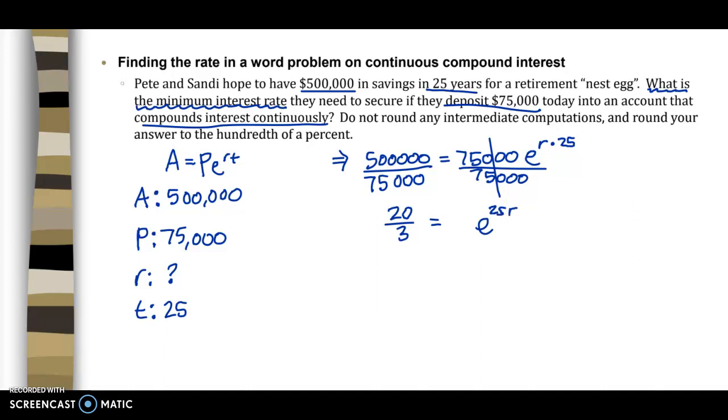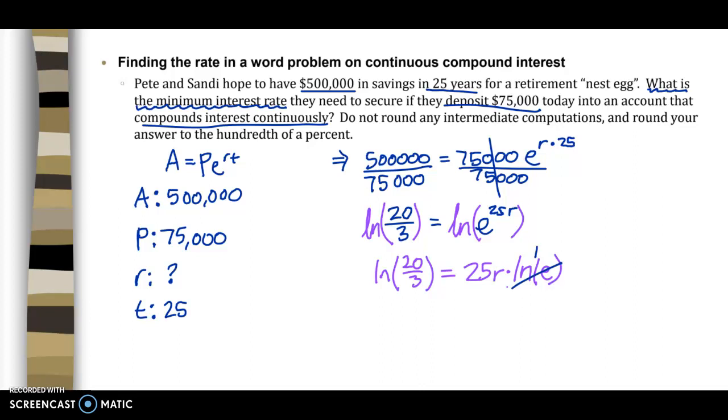Now, how do I solve this problem? I take the natural log of both sides. Now that is not the prettiest natural log. And why do I do that? Because I'll get the natural log of 20/3 equals, what can I do with exponents when they're inside of a natural log? I can move them down in front and multiply by the natural log. And what is the natural log of e? The natural log of e is 1.